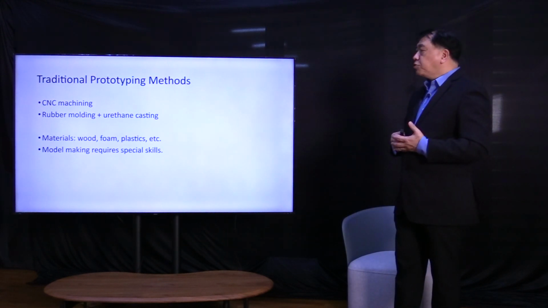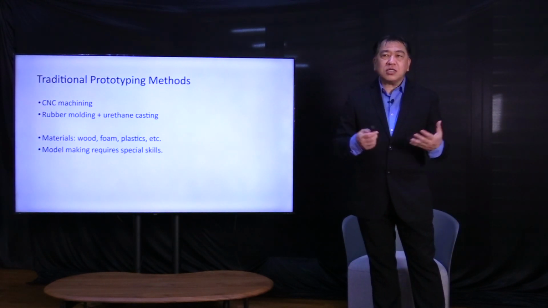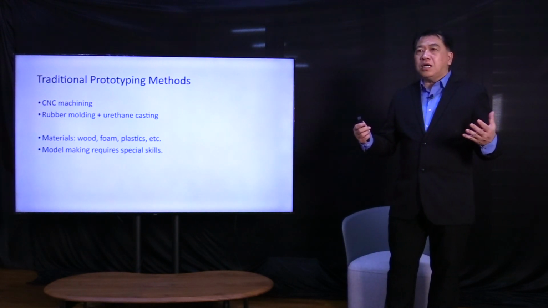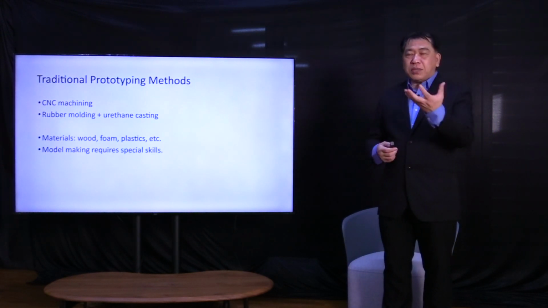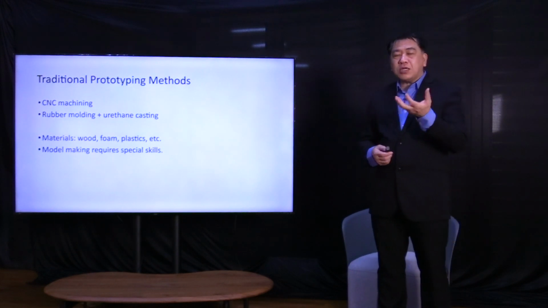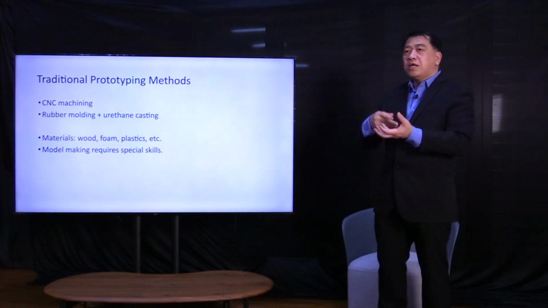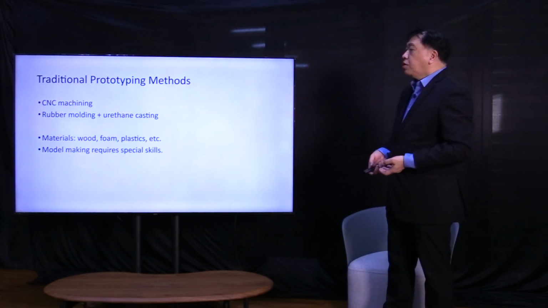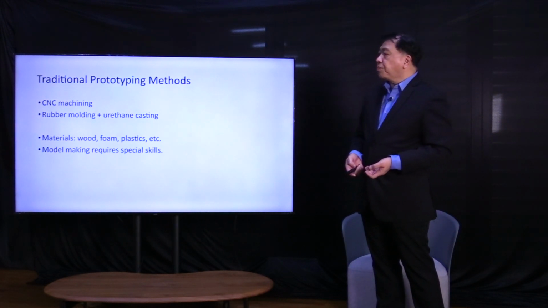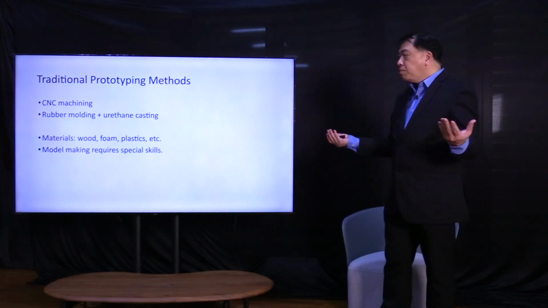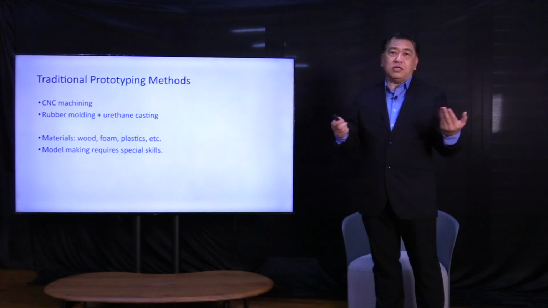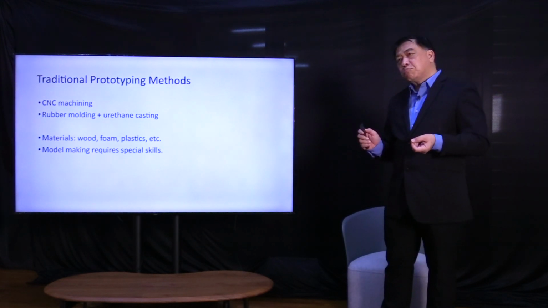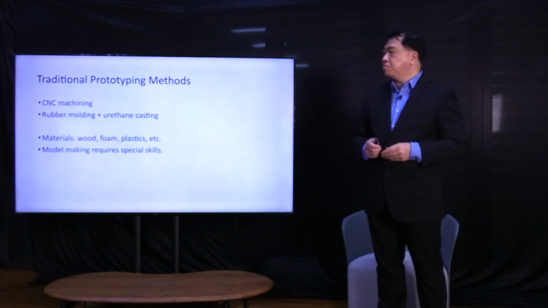Well, the traditional prototyping methods, CNC machining, are not additive, they are subtractive, which takes a piece of material, whether it's metal or wood, and you just cut away by milling, by drilling, or rubber molding. So you can use foams, and of course, expert skills.